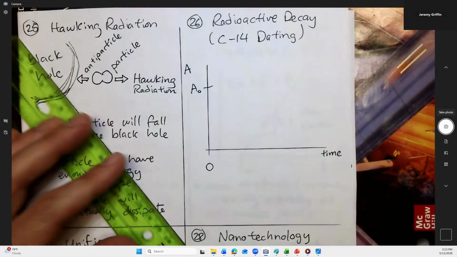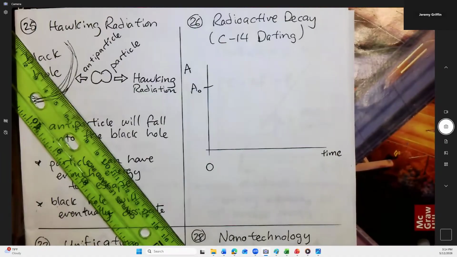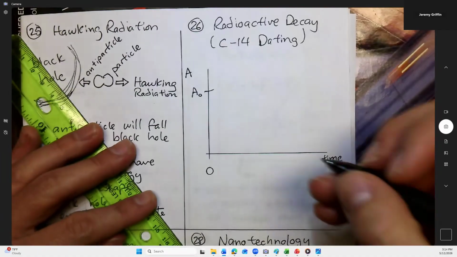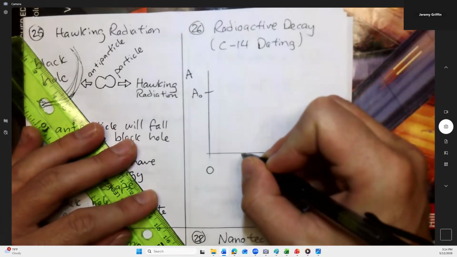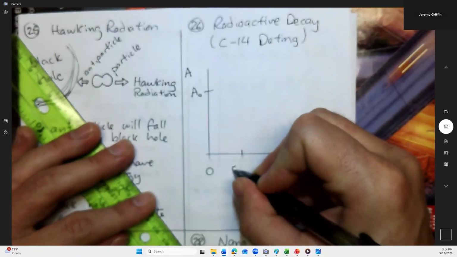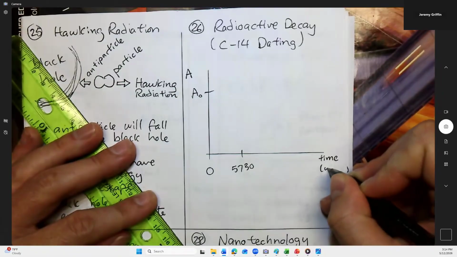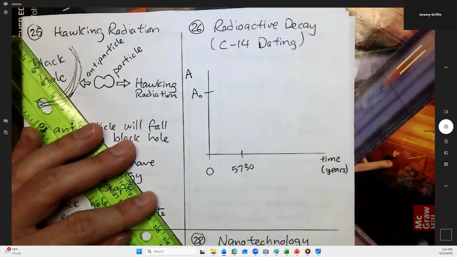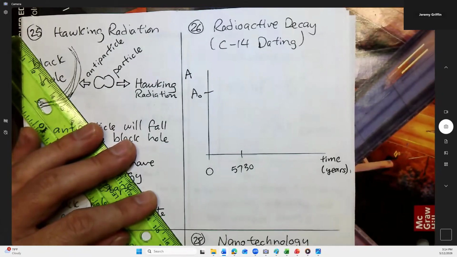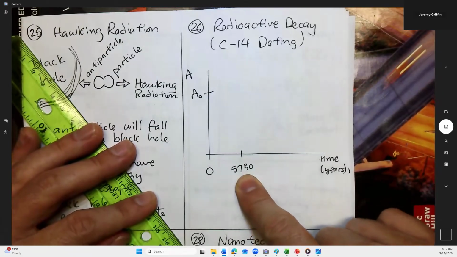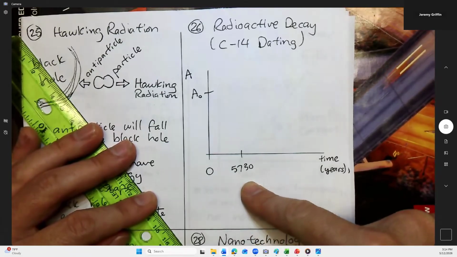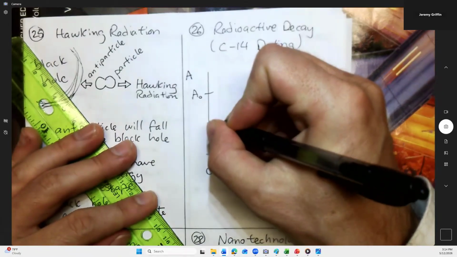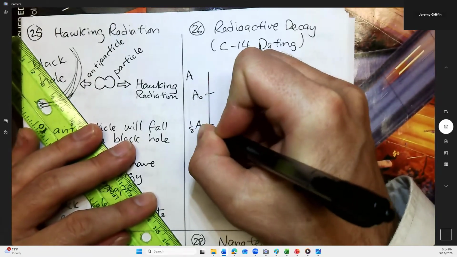Different radioactive materials have different half-lives, okay? And for carbon-14, that half-life happens to be 5,730 years. So let's put on this axis here, 5,730 of time. I'll put years. We're talking about years in this case for carbon-14. If the half-life of carbon-14 is 5,700 some years, what does that mean? That means after 5,700 some years, we have how much of the carbon-14 remaining? Half. So we're down to half of however much we started with.